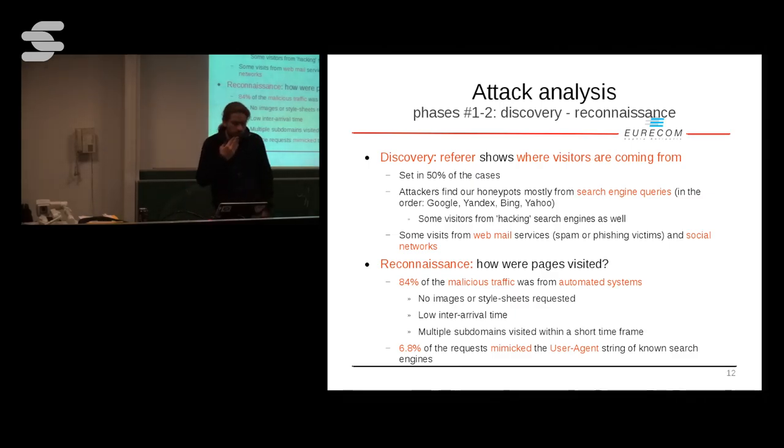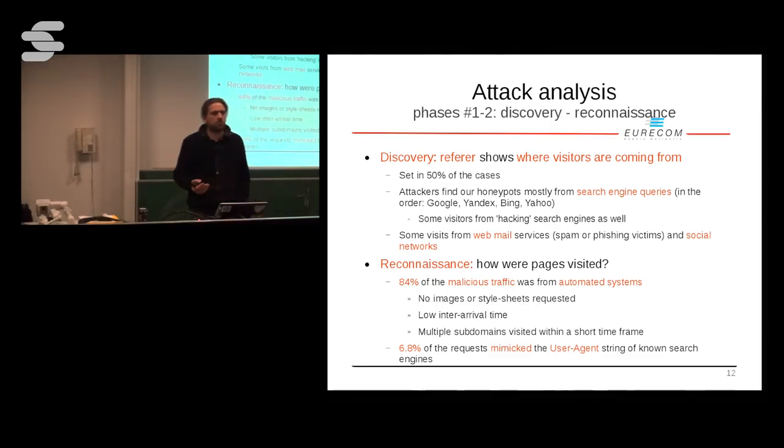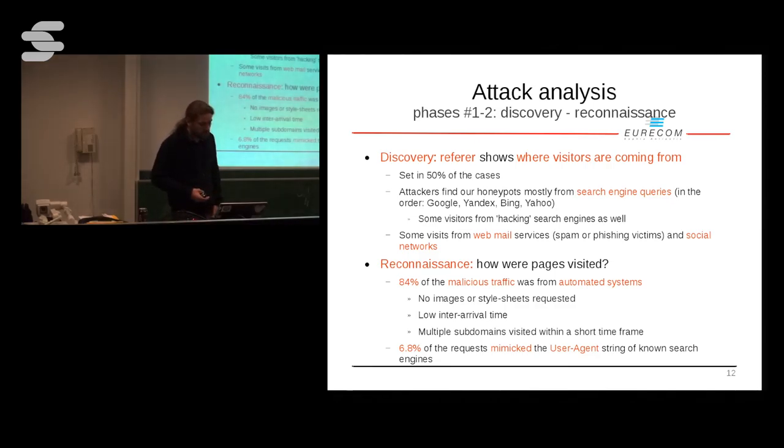So half of the cases, there is a referrer, right? So the crawler, we know it's coming from Google, Yahoo, and so on, right? So mostly by search engine queries. That could be faked. Maybe if they are left there, maybe they are still true. And we see a few more black hat search engines as well in the referrer. So we get some webmail services in the referrer or social networks, and maybe this is because we have some spam and phishing pages, and maybe these are victims of that.